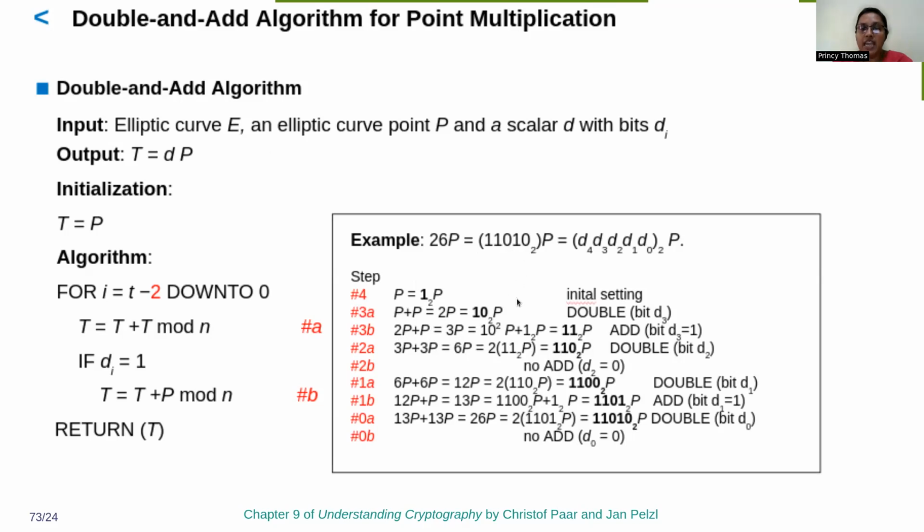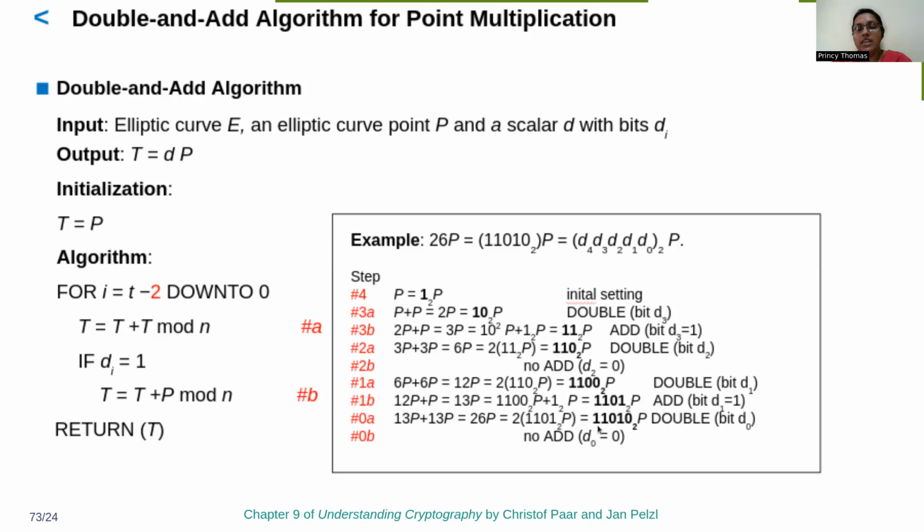In the next one, again, we will do 6p plus 6p. We will get 12p, which is equal to 1100p. But we need a 1, not a 0. So we need to do an add also. So in the next step, we get 1101p. Then after that is over, again, we need to do the next doubling.